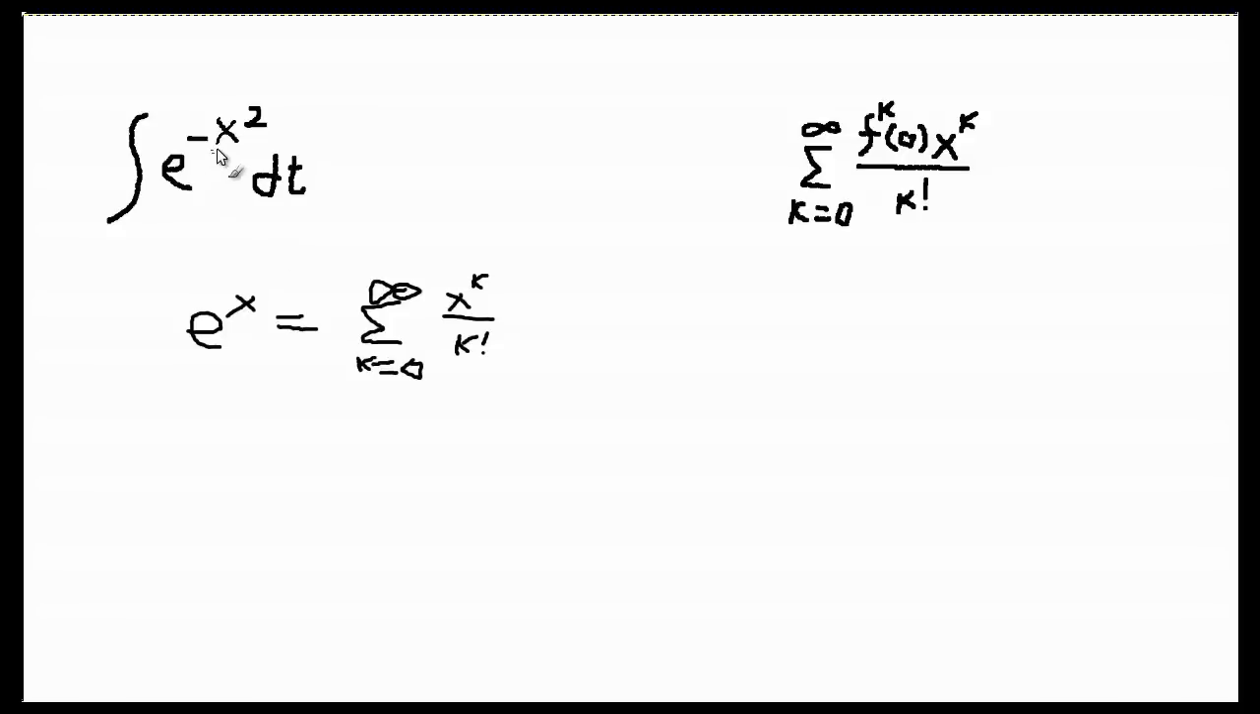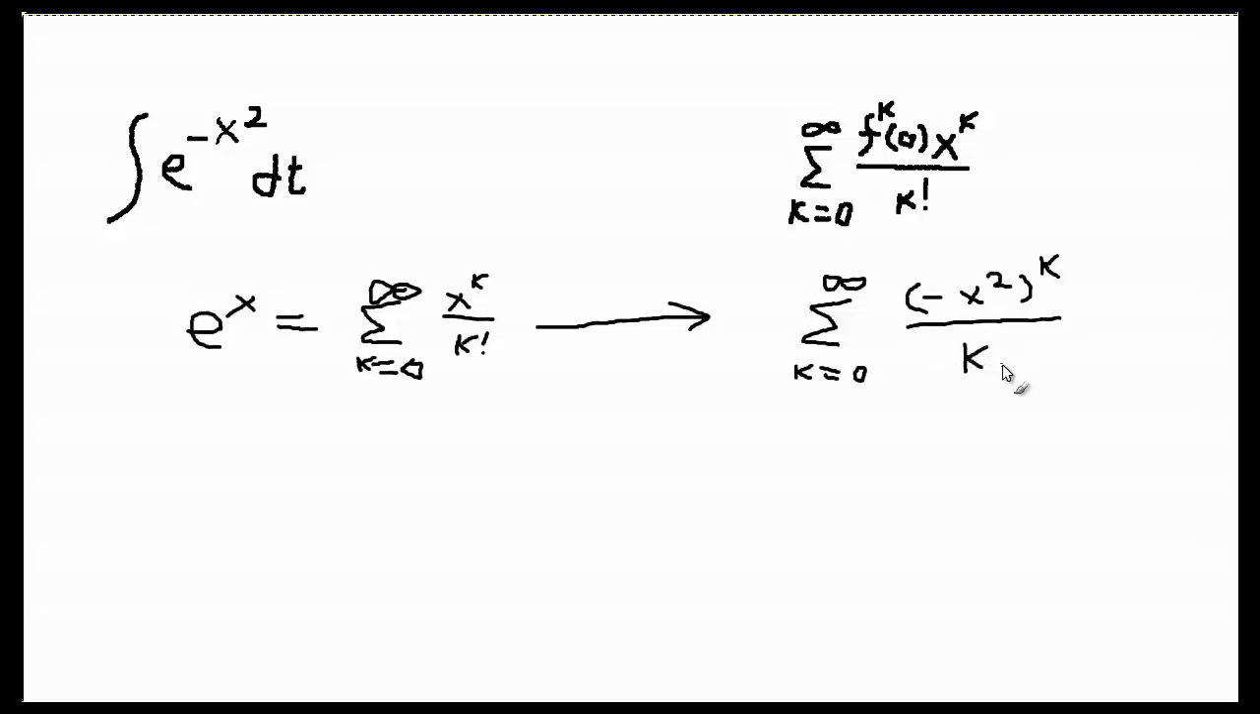Now, we can easily substitute x for negative x squared, and we can yield a new series, which I'll do over here. And we can write it like this. It's still going to start at k equals 0 and run to infinity, as it's a basic substitution. But instead, it is going to be negative x squared to the k over k factorial.